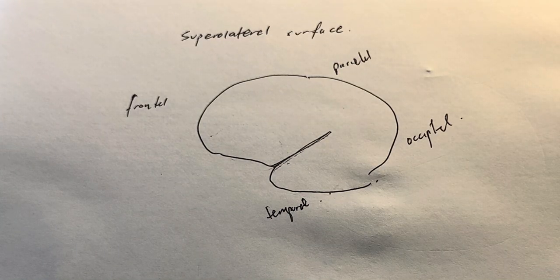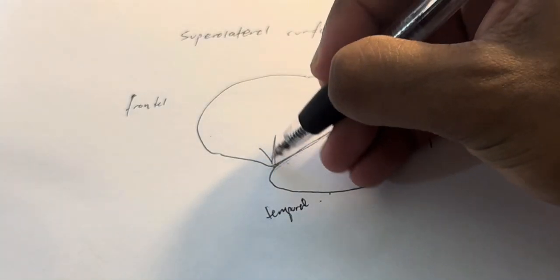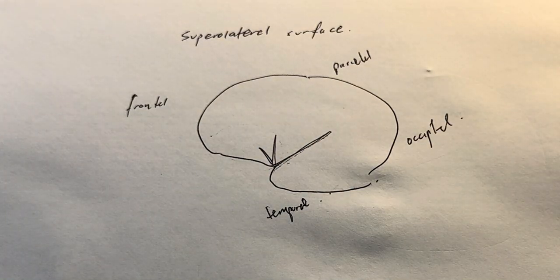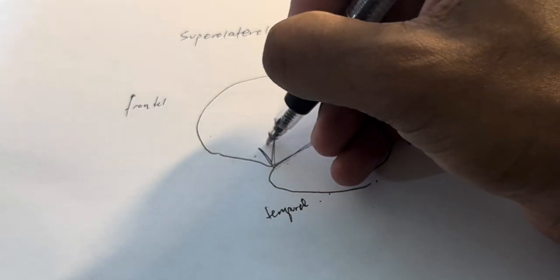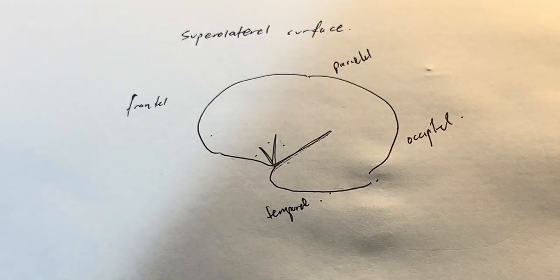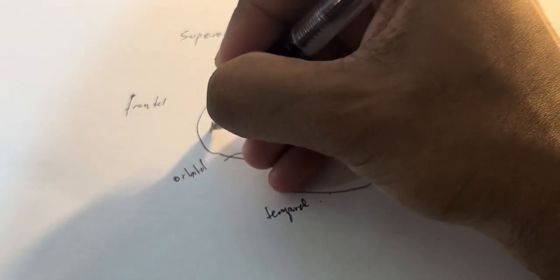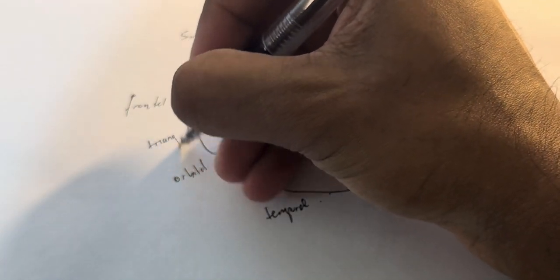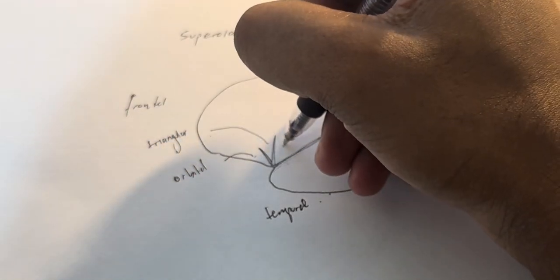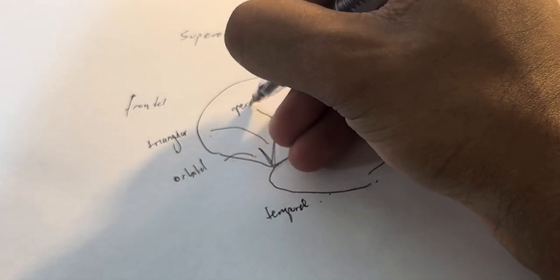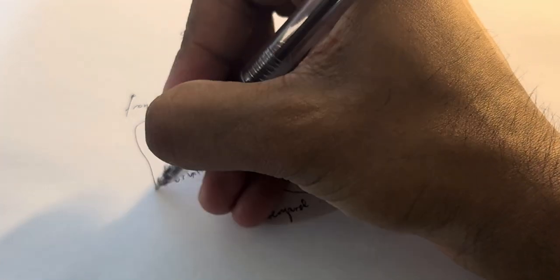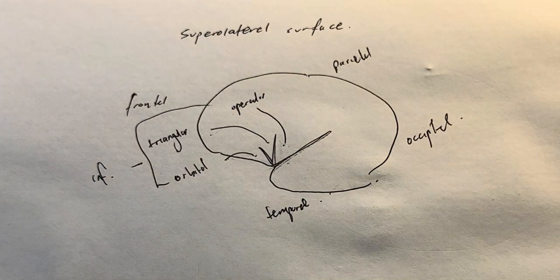So in terms of the short sulci, there are two that come off like this. They lead to three different areas that subdivide the inferior frontal gyrus. This part is called the orbital. This one is triangular. And this one is opercular. And remember, they're subdivisions of the inferior frontal gyrus.